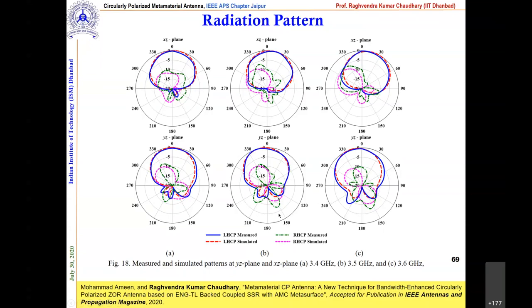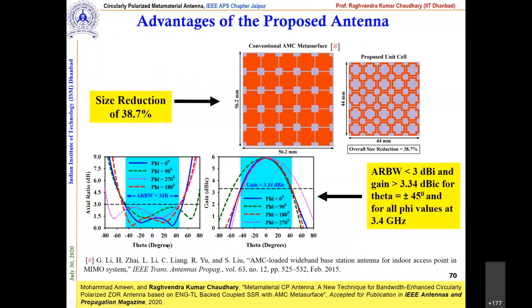Now, one of the very important results I would like to share with you is the axial ratio here. We tried to check the axial ratio between plus minus 45 degrees. This is somewhat difficult, and in most handheld applications you require this plus minus 45 degrees, because this beamwidth is sufficient to run almost all applications. We also checked the gain between plus minus 45 degrees within this band, and we found it is greater than 3.34 dBi. This is suitable for handheld applications, and we can use it straight away.